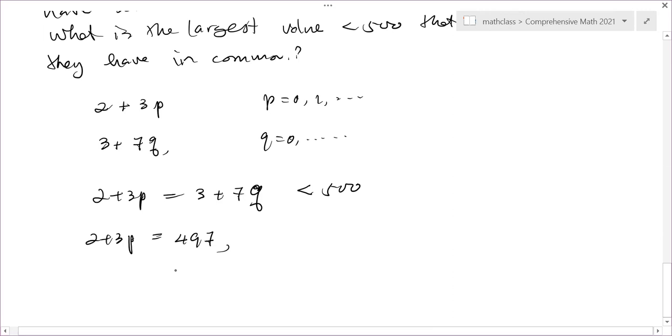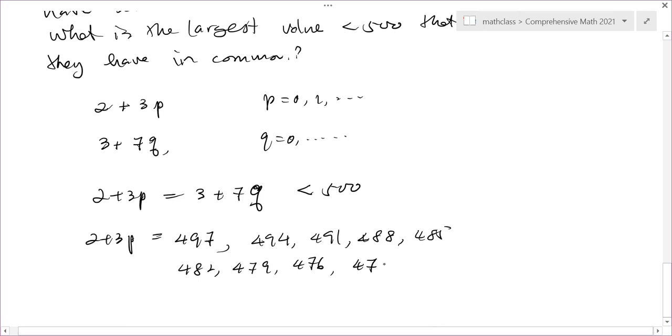If we add 3 to 500, it can also be written in the form 2 plus 3p. So then 494. You write a few of them: 482, 479, 476, and so on. This is going to be minus 3. Yeah, that's good.